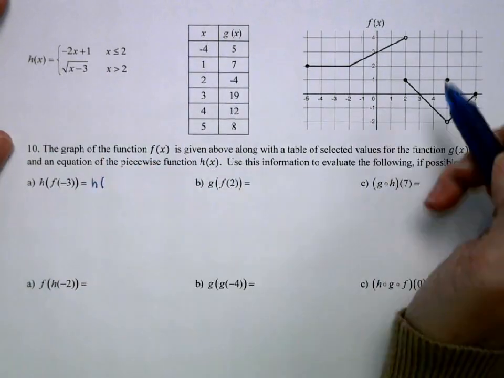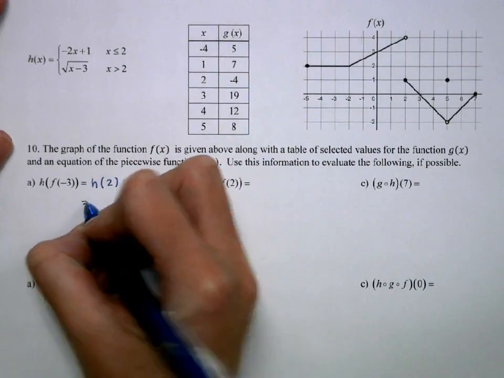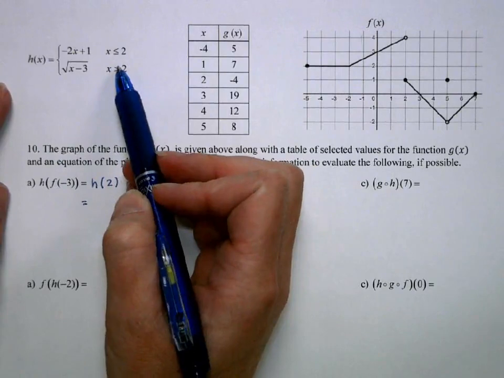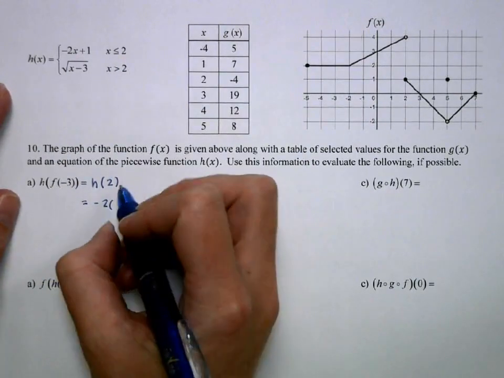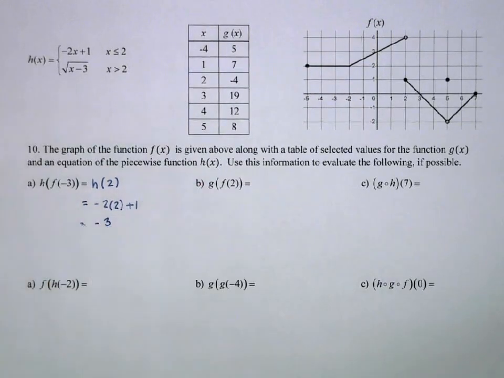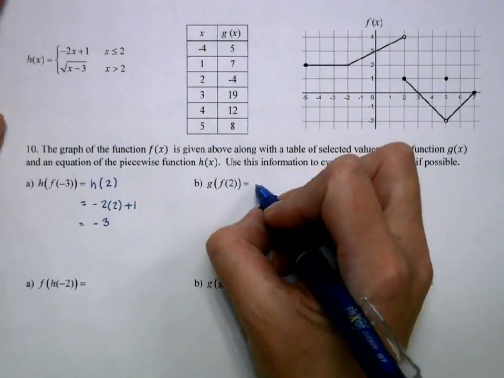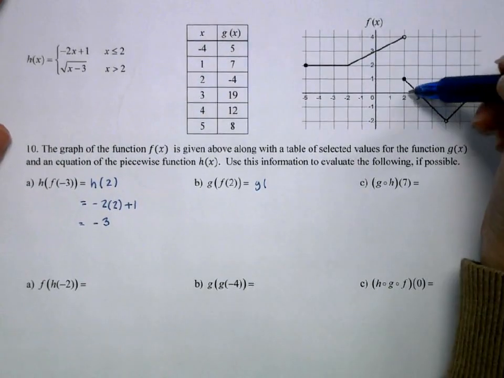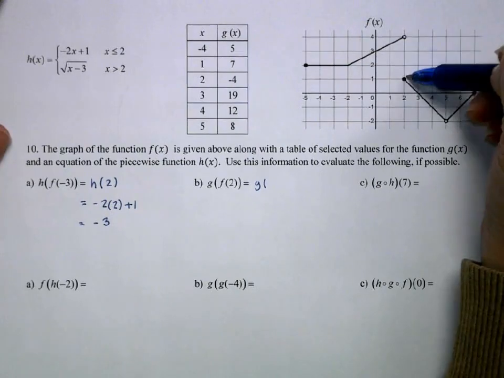Then I'm going to go to h. So 2, looking at my piecewise notation here, I'm going to plug into this equation. We get negative 3. Okay. Now g of f of 2. Again, I'm going to consult my graph. We've got a closed dot, open dot, so we evaluate at the closed dot, which is going to be 1. And then g of 1, according to my table, is 7.